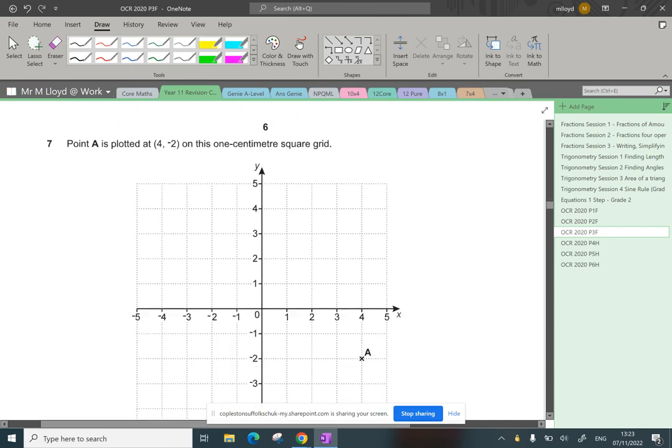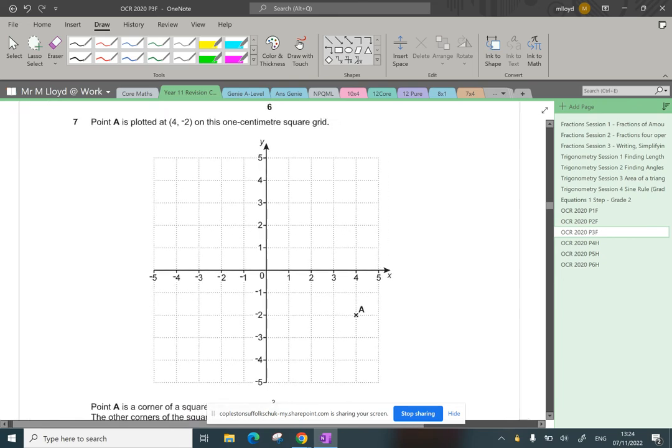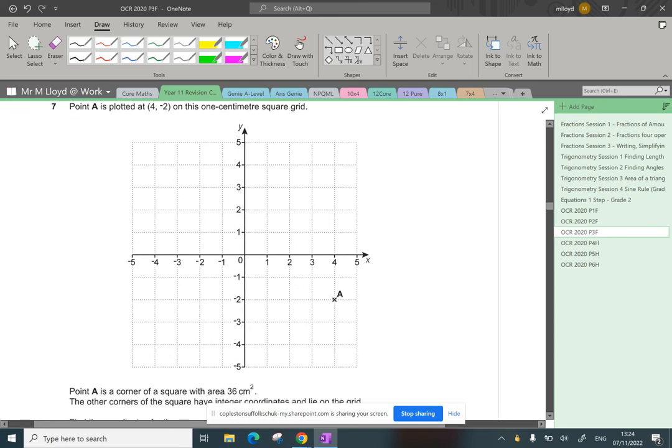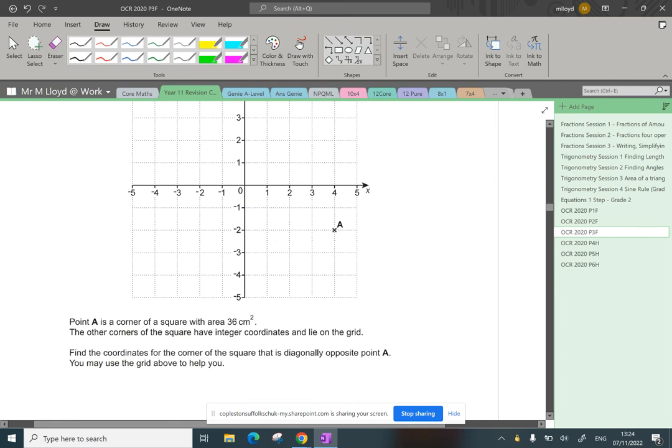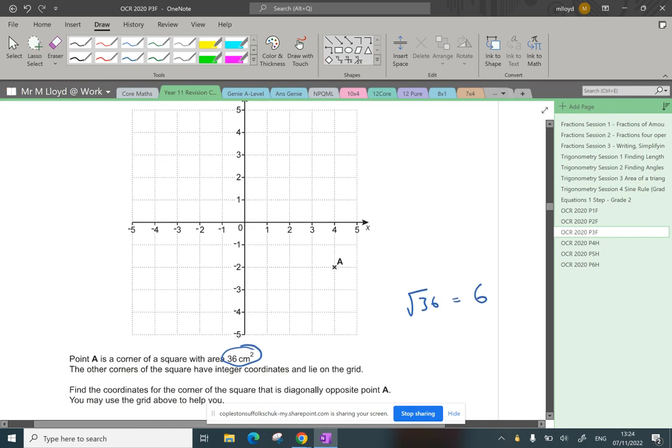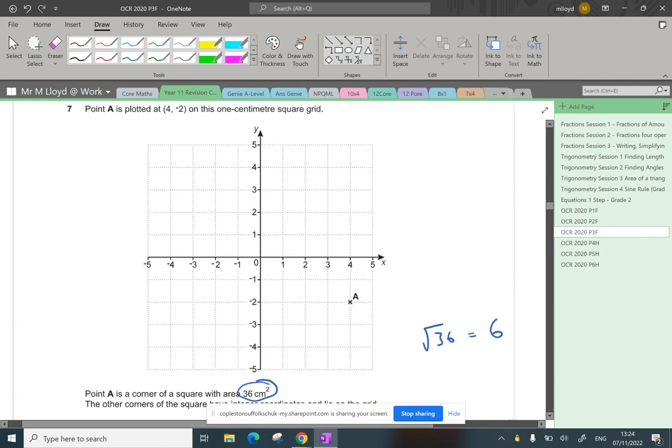Okay, question 7. Doing really well for time here. Point A is plotted at 4, -2 on a 1 centimetre grid. Point A is a corner of a square with area 36. The other corners of the square have integer coordinates and lie on the grid. Find the coordinates for the corner of the square that is diagonally opposite A. Okay, so what's good about this is we know it's a square. It's got to be on the grid. The square root of 36 is 6 because we don't have negative values. So 6, which means this square is going to have base and height of 6.